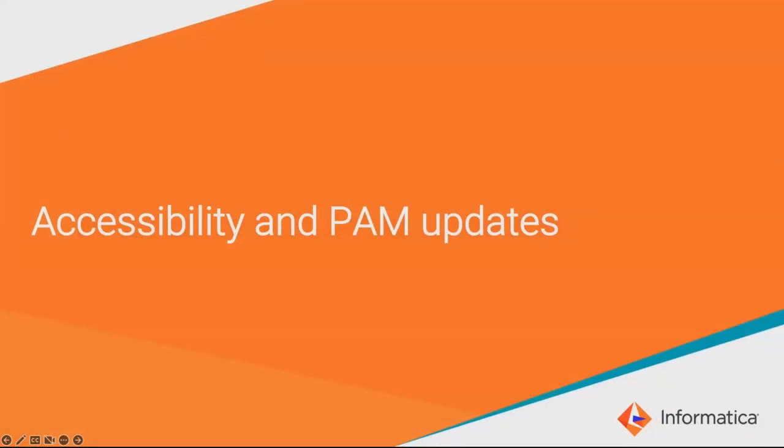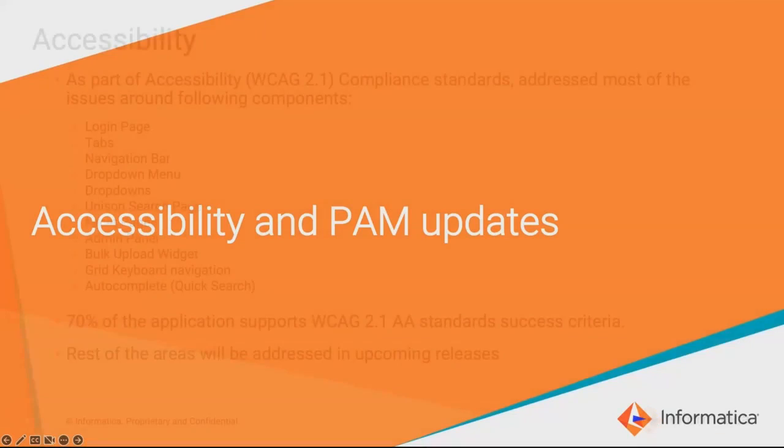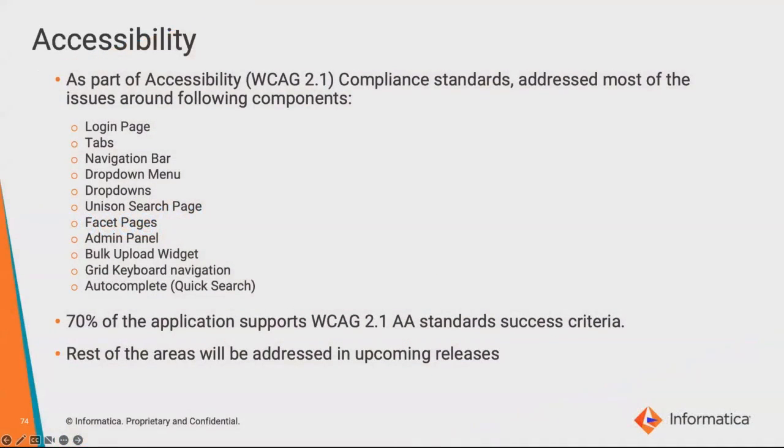Finally, we'll talk about some of the accessibility and PAM updates which we covered in each of those releases. We started from 7.3 with the WCAG 2.1 standards. We worked on multiple areas and addressed most of the issues. The application is almost 70% compliant with respect to WCAG 2.1 AA standards. There are around 50 success criteria, out of which we have almost reached 30-35. The remaining 15, whatever we are looking at, will be taken up in the coming releases.